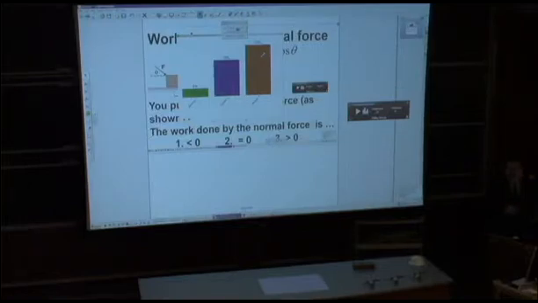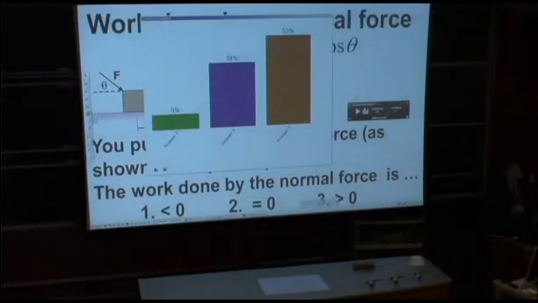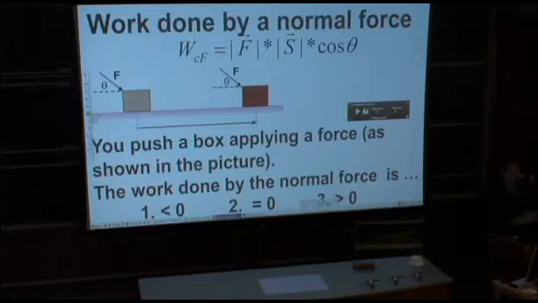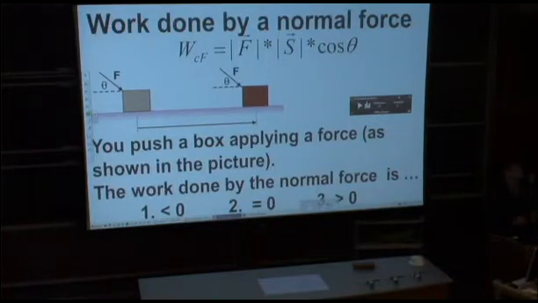Perpendicular. What does it mean? This word also has a meaning. So what does it mean to be perpendicular in mathematics, not in life? What does it mean? It means 90 degrees angle. And if we want to calculate the work, we have to use that angle, because that will be the angle between the force which points up and displacement. And please tell me now, what do you think about the work done by the normal force?